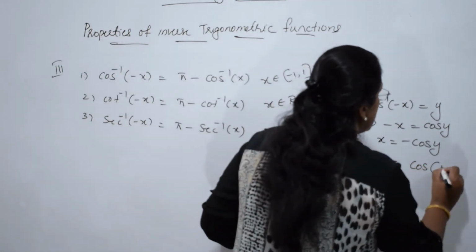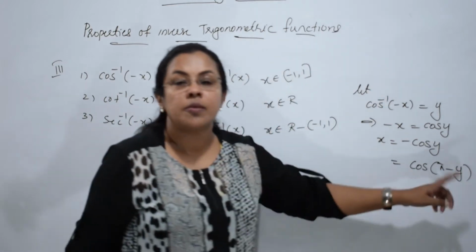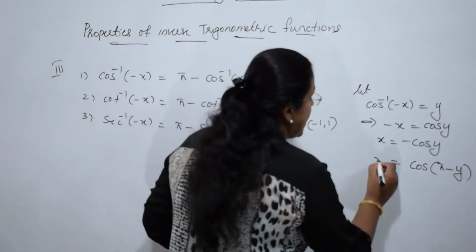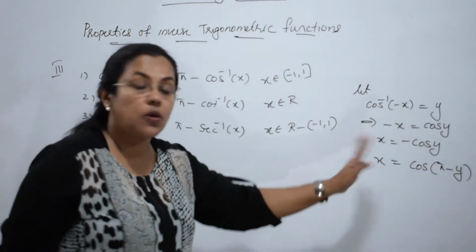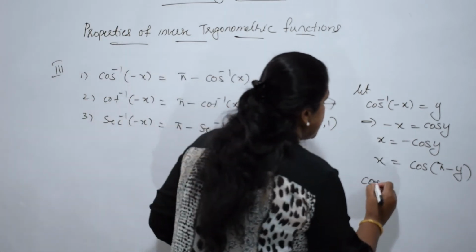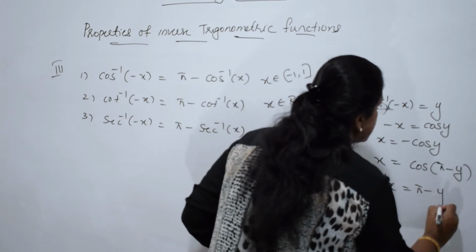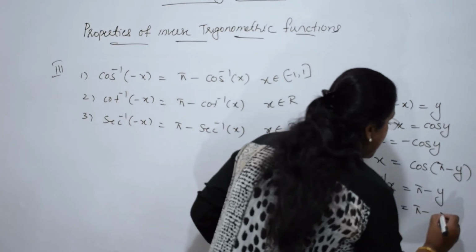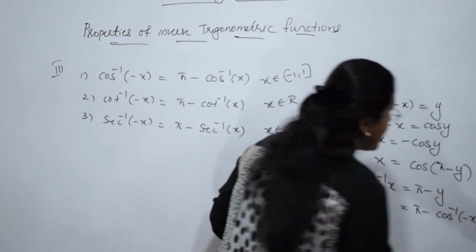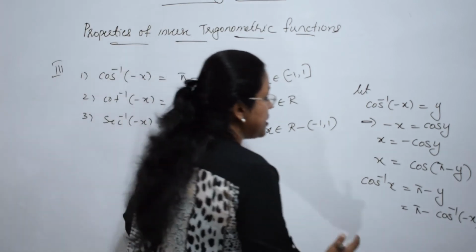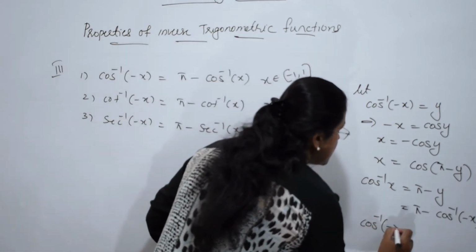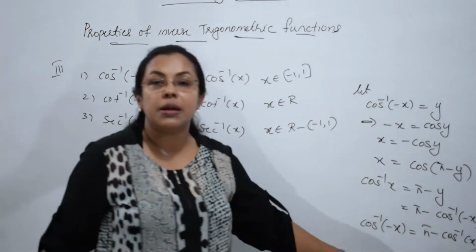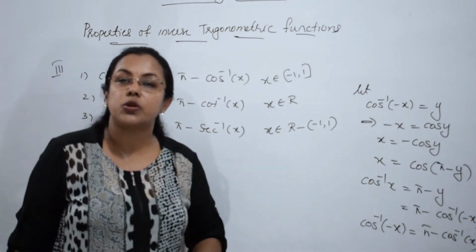We can write it as cos of pi minus y, because cos of 180 minus theta is minus cos theta. So x is equal to cos of pi minus y. Now taking inverses on both sides, we get cos inverse x is equal to pi minus y. What is y? Cos inverse minus x. So we can write it as pi minus cos inverse minus x. Rearranging the places, we get cos inverse minus x is equal to pi minus cos inverse x. Similarly, we can prove the remaining two properties.